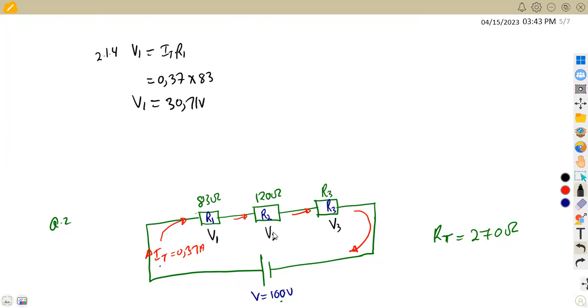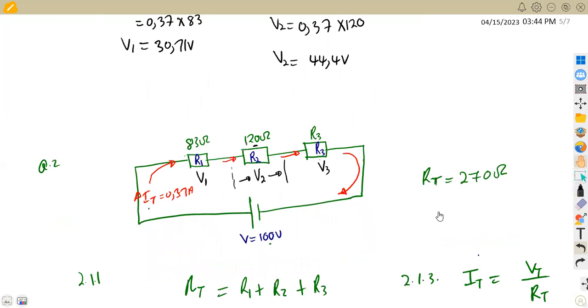So you've got V1. We move on to the voltage drop across R2 in this case, which is going to be the total current times resistor R2. So that is our V2, which is going to be 120. Our total current in this case, that's 0.37. So we've got 0.37 times the resistor R2, which is 120. So that is going to give us the voltage drop across this resistor. That's 44.4 volts. We move on to R3.